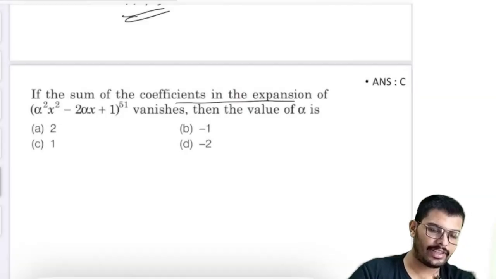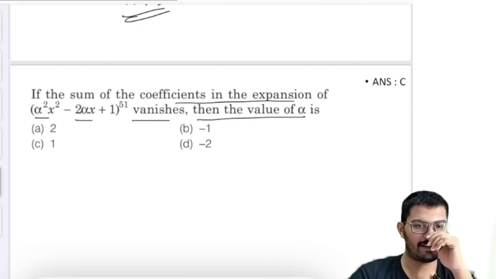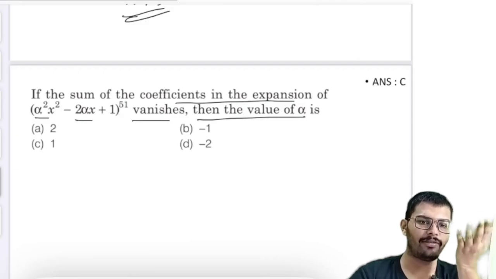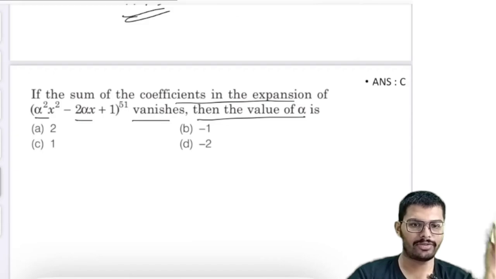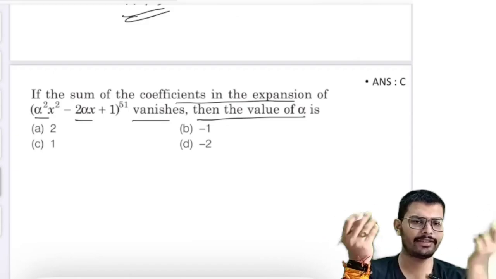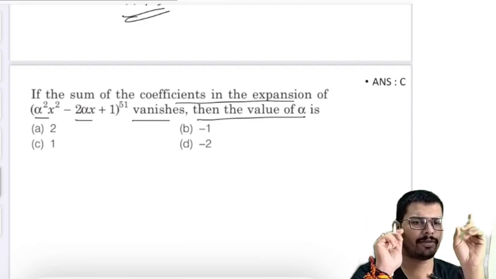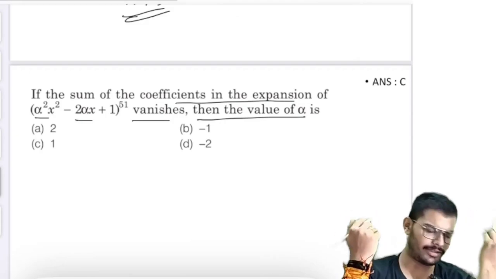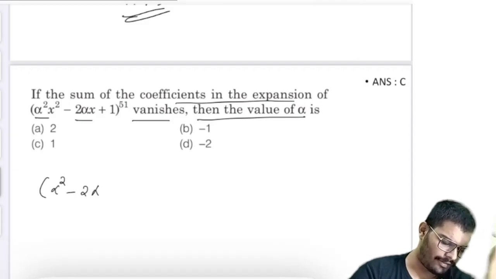The sum of the coefficients of the expansion of alpha square x square minus 2 alpha x plus 1, the whole raised to 51, vanishes when the value of alpha is, which means the sum of coefficients will be 0 for a particular value of alpha. How will you find the sum of coefficients? Just substitute x equal to 1, or if there are multiple variables, x and y and z, 2 or 3 variables, the only thing is substitute each and every variable with 1, then you will be left with the coefficients. So the sum of the coefficients will be alpha square minus 2 alpha plus 1.